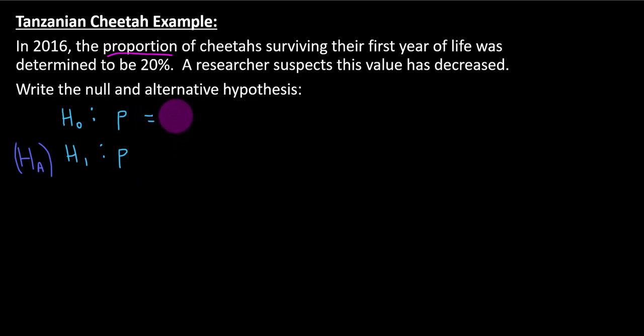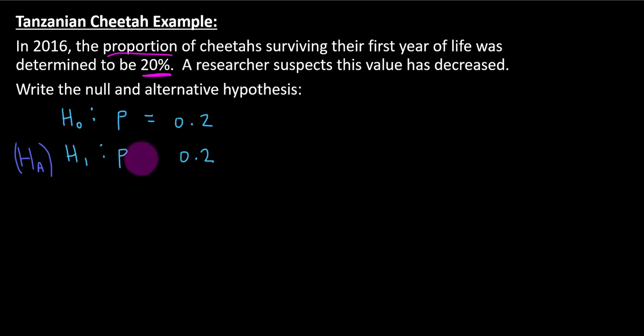The null hypothesis always has an equal sign. A value needs to be written after that equal sign. The choice for that value is going to be this 20%, because that's the baseline value that we're going to compare to. So I'm going to write 0.2. That same number gets written for the null and for the alternative hypothesis.